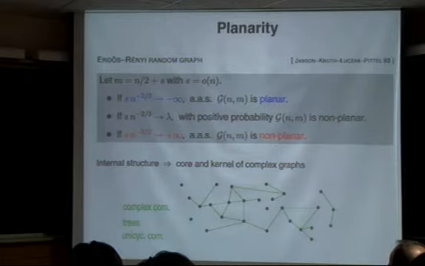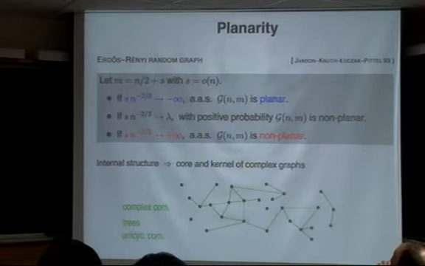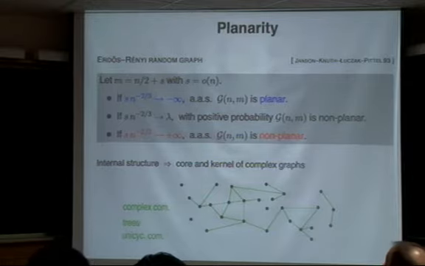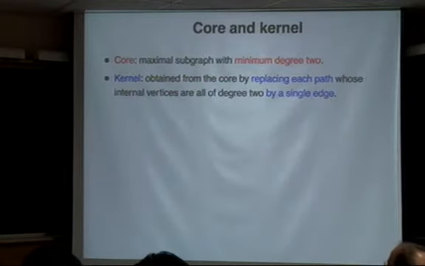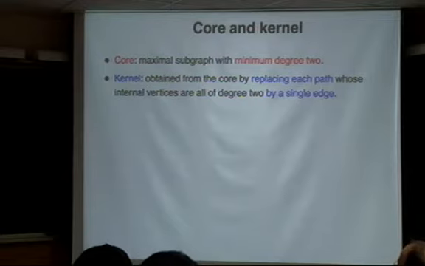Because if we delete the giant, we do know from G(n,m) that in this range there will be a unique giant component, and if I delete it, the rest of the world is trees or unicyclic components, therefore it's planar. So the plan is that we consider only the complex part, and to study that, what helps us is the so-called core and kernel of complex graphs. The core of a graph is the unique maximal subgraph with minimum degree 2. And the kernel is obtained from the core by replacing each path by a single edge.